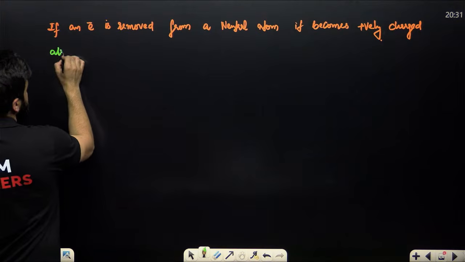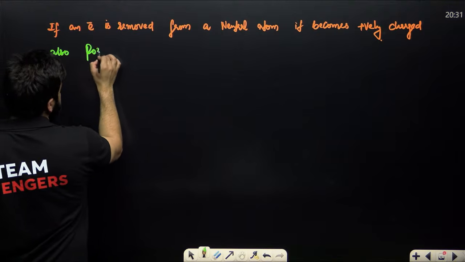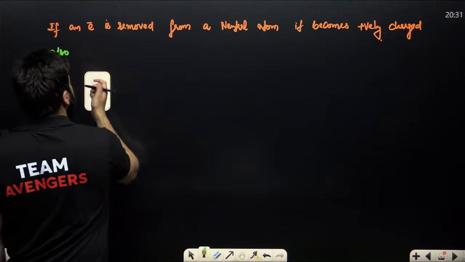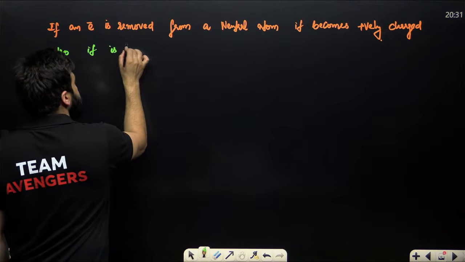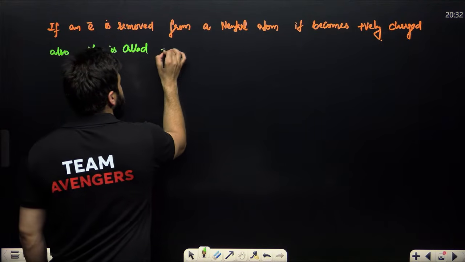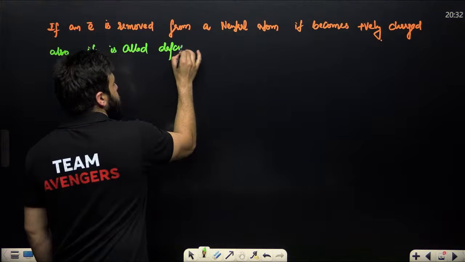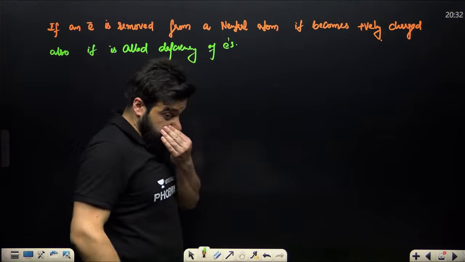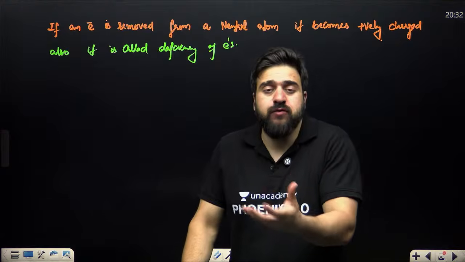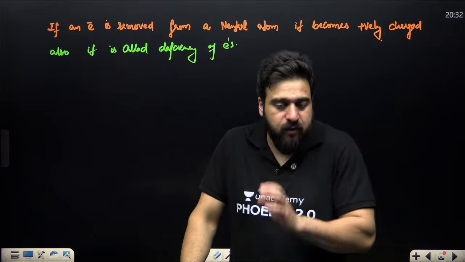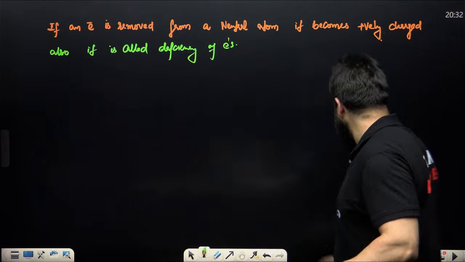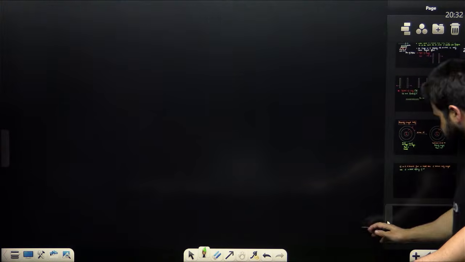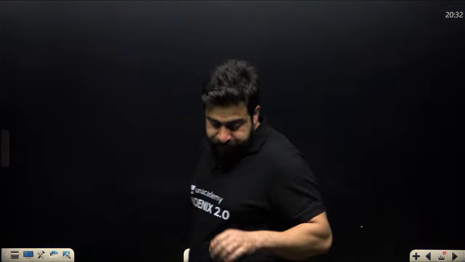Also, positive charge is called deficiency of electrons. Deficiency means loss of electrons, where there are less number of electrons. This is how we define the positive charge. Is this clear?